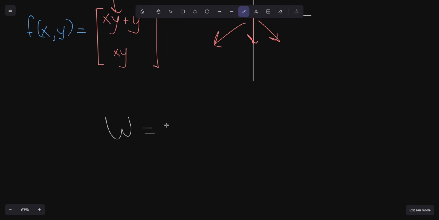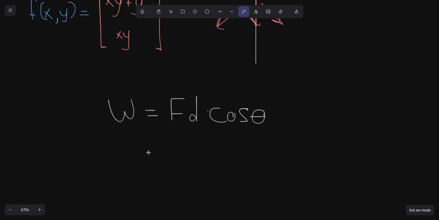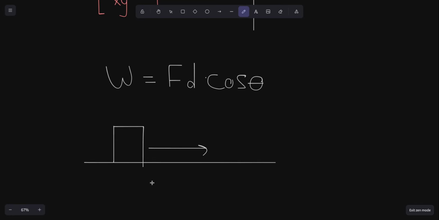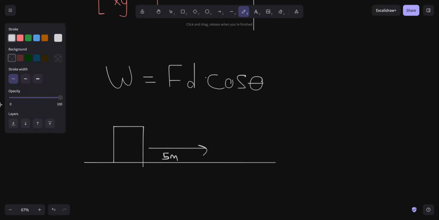Work is equal to force times displacement times the cosine of the angle between those two things. So let me give you an example. Let's say I have a box on a surface, and the box moved a displacement of 5 meters. So the box is moving to the right.